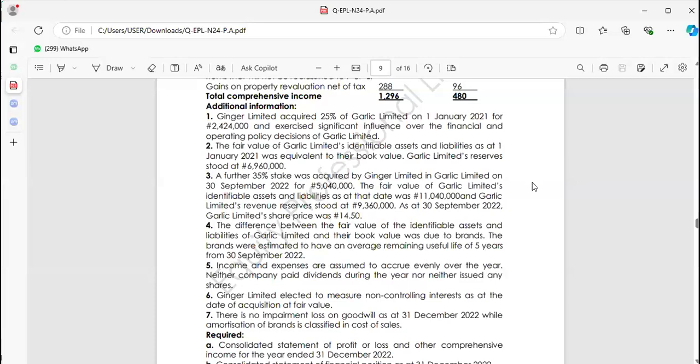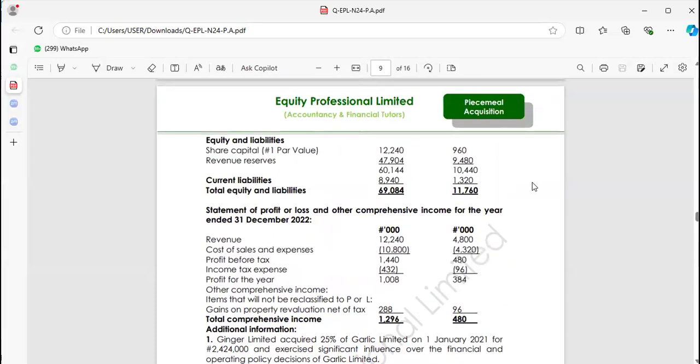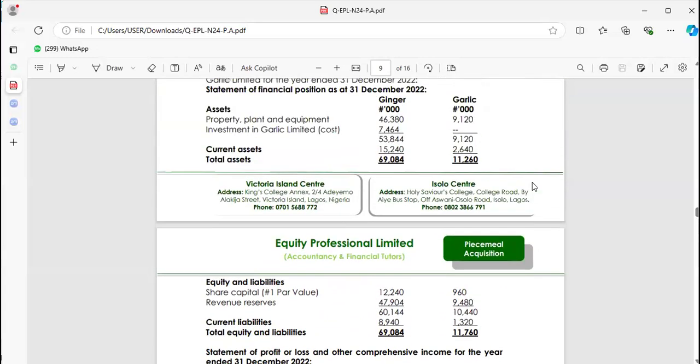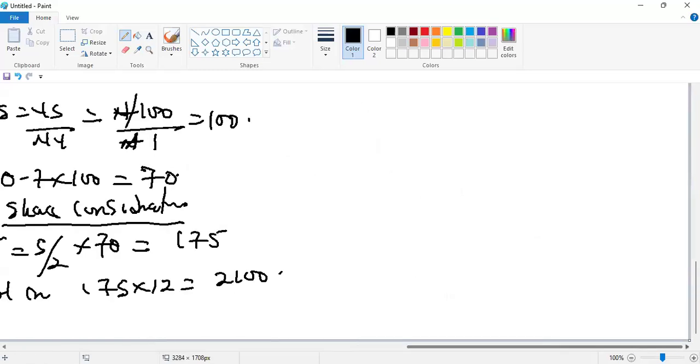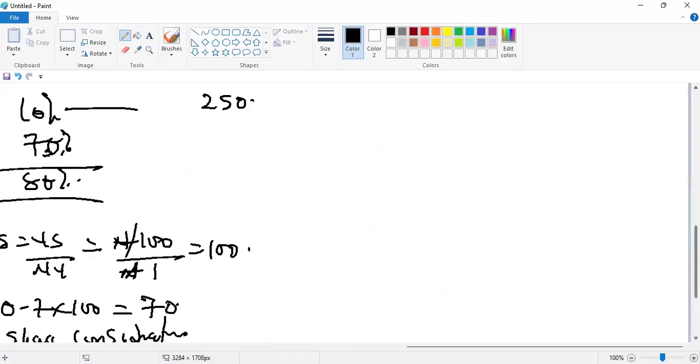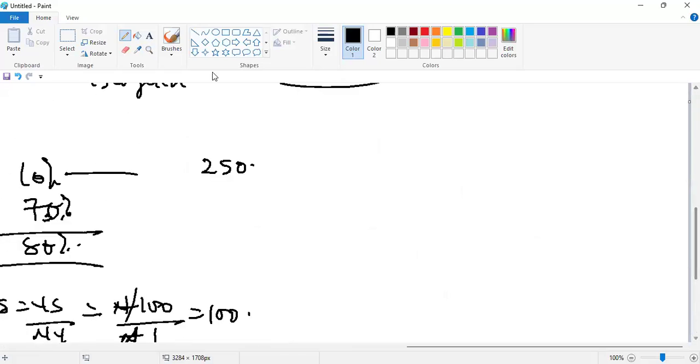What will I now do in the question? What is the share capital? The share capital is 960. Initial 25% at 1 naira. You acquire 960; you have 960, out of it 25%. So to determine the fair value of the previous investment now, 25%, say fair value of previous investments.